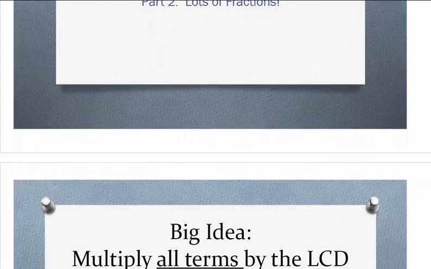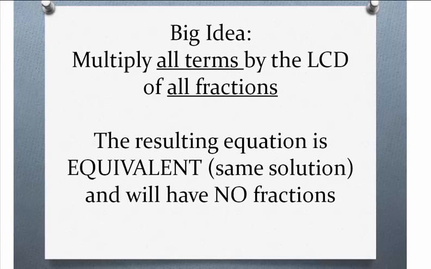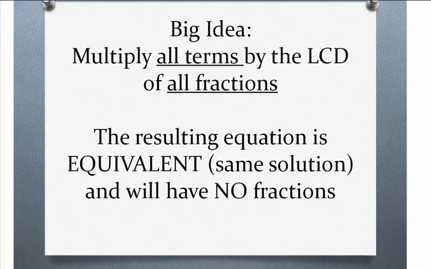So here we go. Here's the big idea. Any time you have an equation that has a lot of fractions in it, you can turn it into an equation that doesn't have any fractions in it and looks like the ones you already know how to do. The big idea is you need to multiply all terms by the least common denominator of all of the fractions. After you do that multiplication, you should end up with an equivalent equation, which means the solutions are the same as what you started with, but you won't have to deal with any fractions.